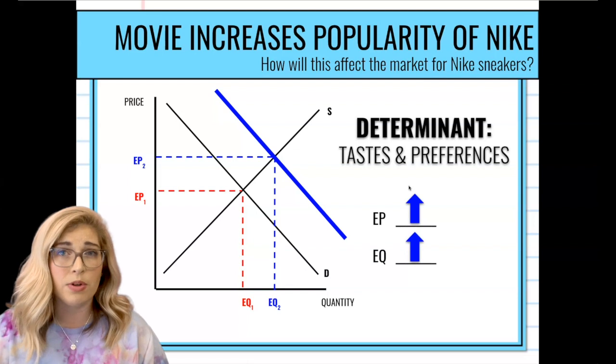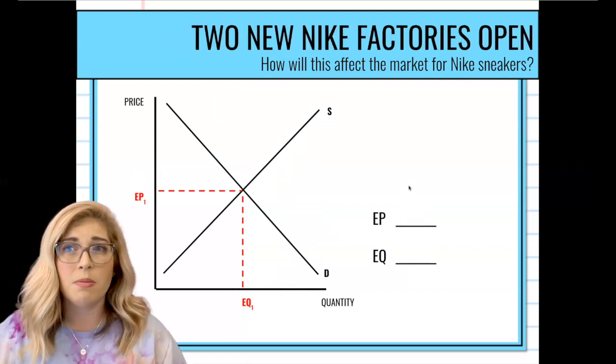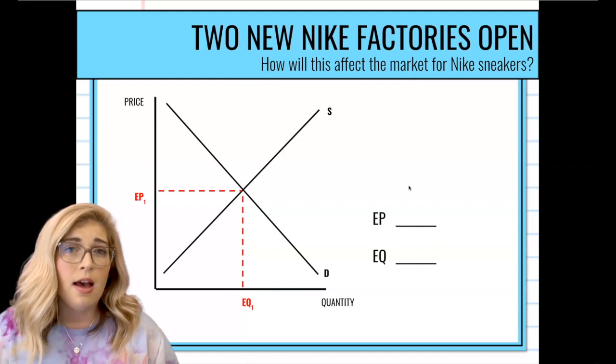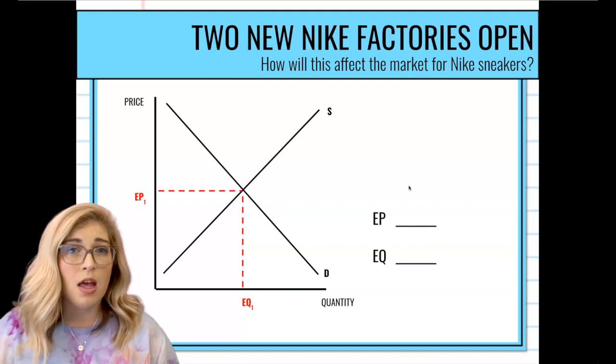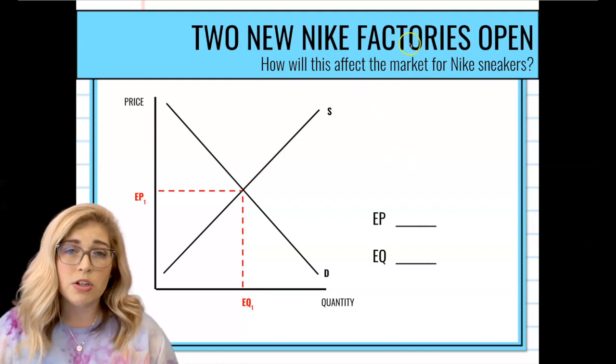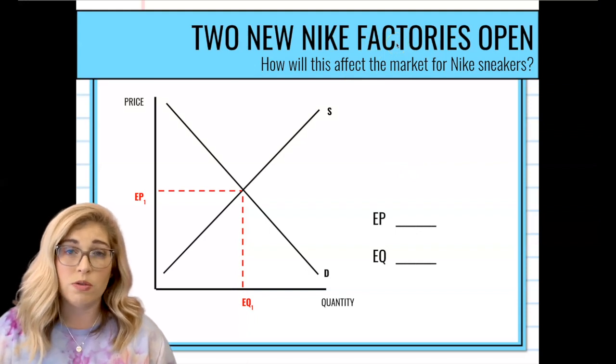Our next example: two new Nike factories open up. How does that affect the market for Nike sneakers? Again, a huge key word for trying to figure out if it's supply or demand is factories. The only group that's going to be concerned with factories are producers, because they're the ones who are going to be owning those factories.